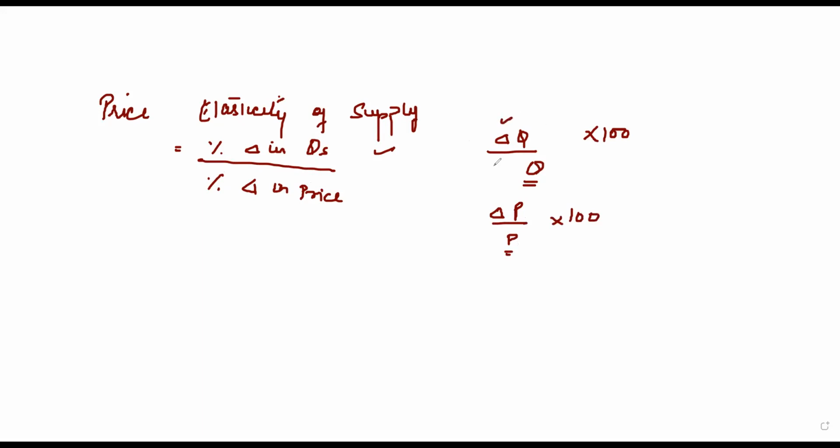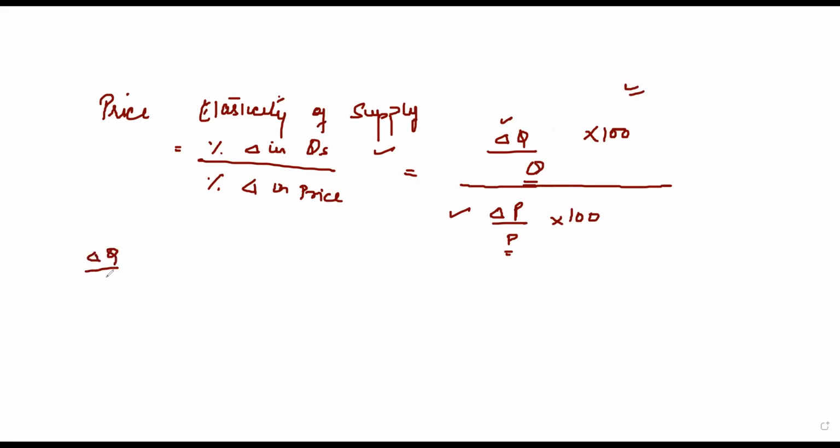And how did we find delta Q? Delta Q was new quantity minus initial quantity, and delta P was new price minus initial price, right? So this is how we found out. Now, I'm going to mark a line like this. Basically, this is what we did yesterday, right? Now, if I try to solve this right hand side portion, what will happen? I'm writing it once again here.